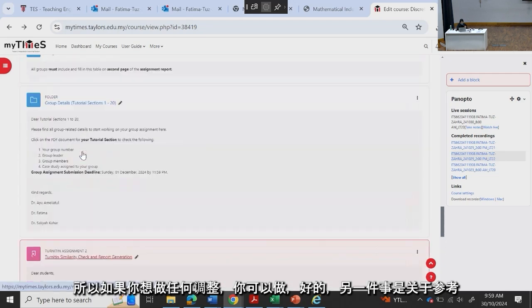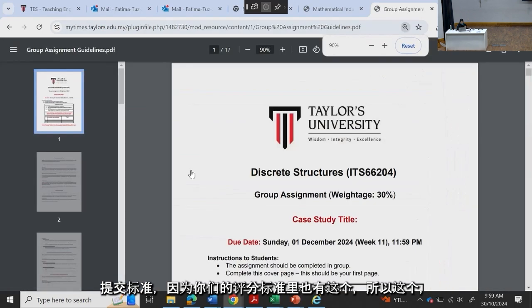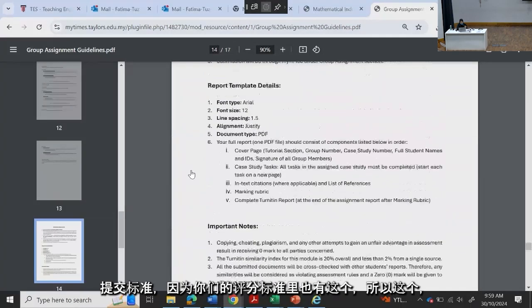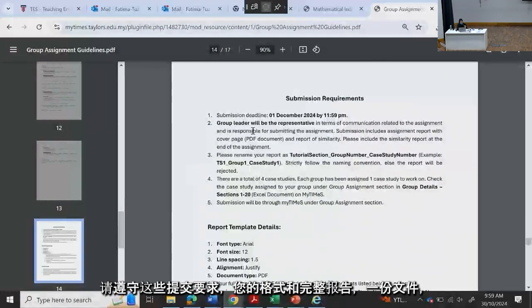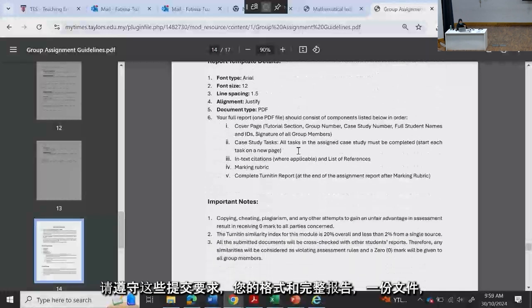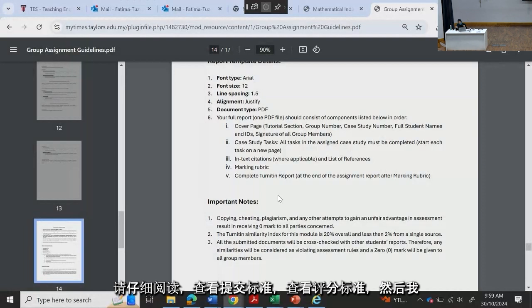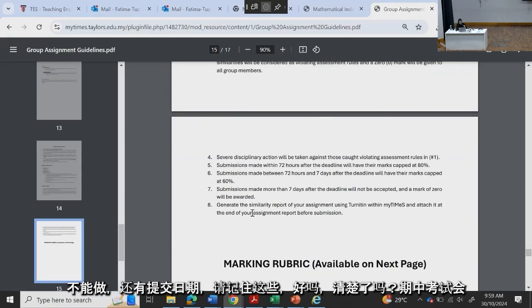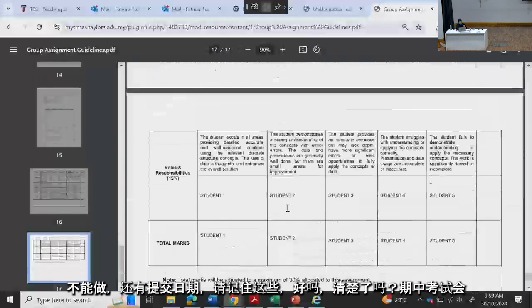And another thing is to refer to the submission criteria, because you have this in your marking rubric also. Please stick to these submission requirements. Your formatting and full report, one document, please go through it. Go through the submission criteria, go through the marking rubric, and I have told you where you have the freedom to choose, what you can do and what you cannot do, and also the submission dates. Please keep these in mind. Is it clear?